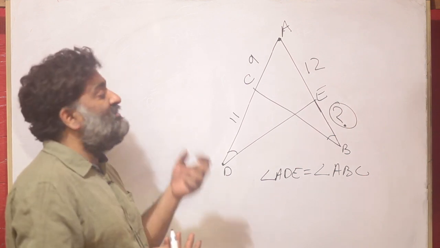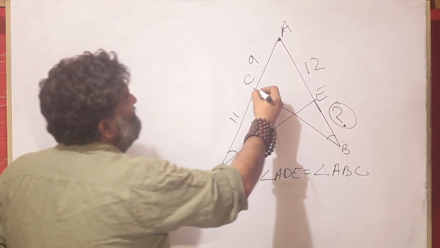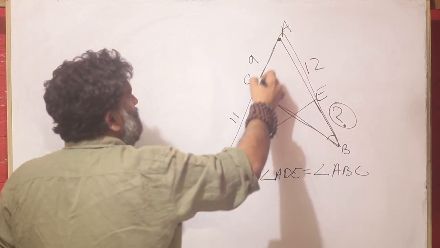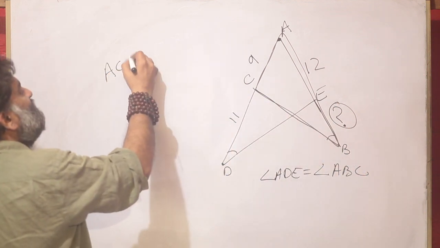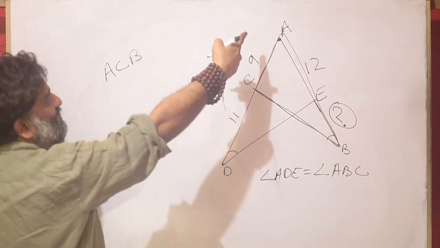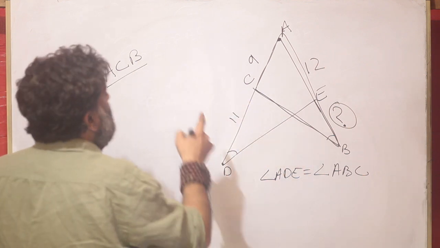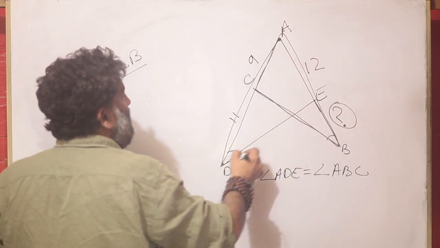So let me try and think of how to apply the similarity here. And let me find the similar triangles first. So this is one triangle. This triangle is ACB. The first triangle can be written in any form. I saw A, then C, then B. I wrote it in that order, no problems. And the other triangle is this triangle, triangle ADE.